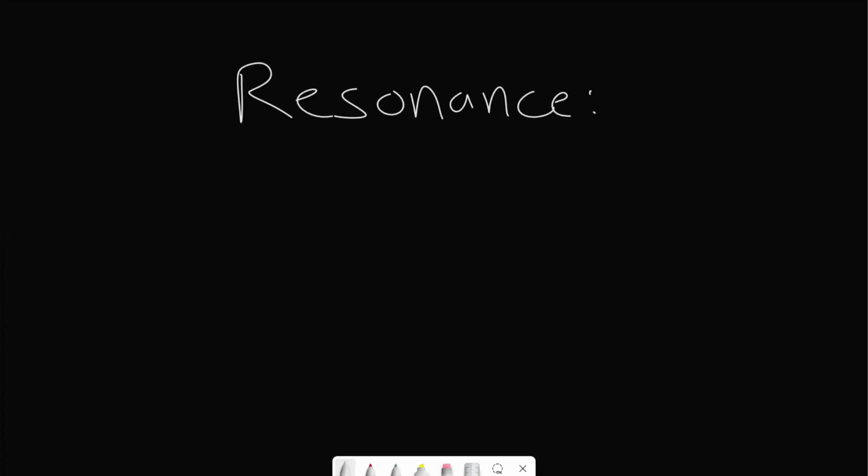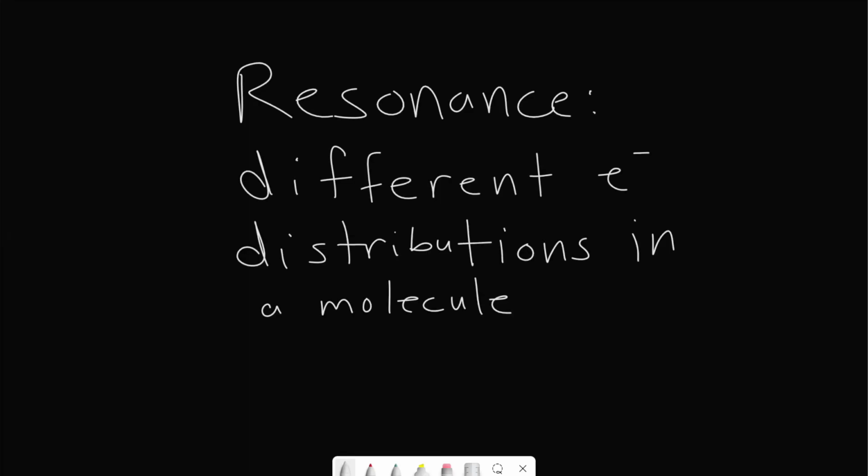Since I mentioned resonance structures, let's do a quick definition of what resonance is. So resonance is when electrons can delocalize and distribute themselves differently within a molecule. There can be multiple resonance structures that can exist and be equally stable, and the molecule is not going to exist in any one of those resonance states, but instead is going to be a hybrid that's contributed from the different resonance structures that are possible. So it's more dynamic than it is static.